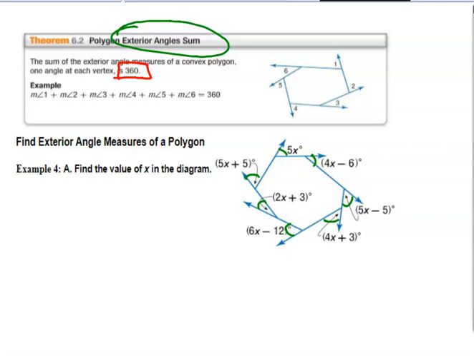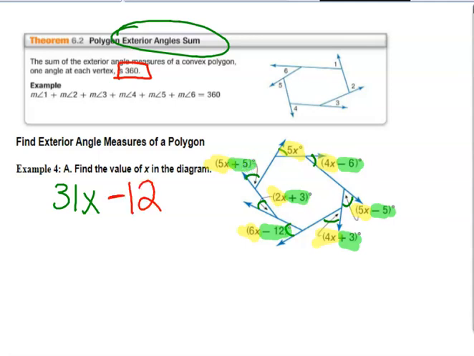So what I'm going to do is combine like terms so it's a lot easier to handle, because we need to find the value of x. So let me pick a different color. I've got 4, 5, 4, 5, 5, 2, and 6. Let's add those together. That is 31x when you add all the x's together. And then I'm going to combine the constants: negative 12, 3, 3, negative 5, negative 6, and positive 5. Add those up, and all of those added up is negative 12. And again, it's going to equal 360.